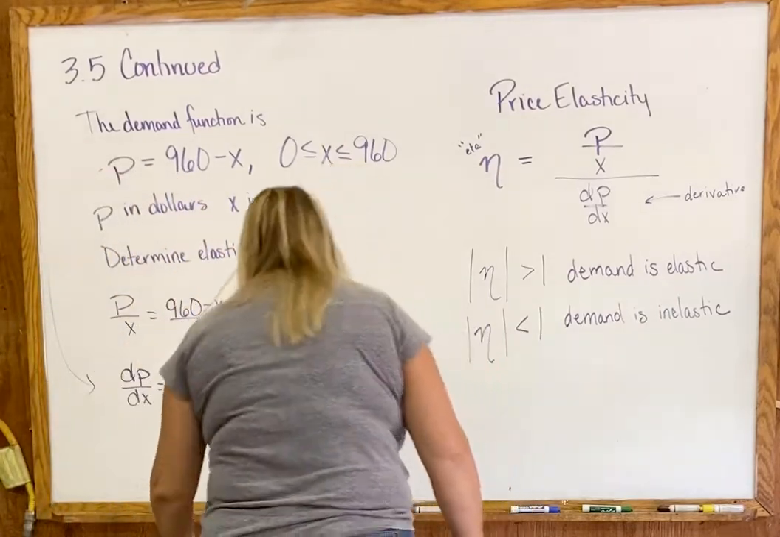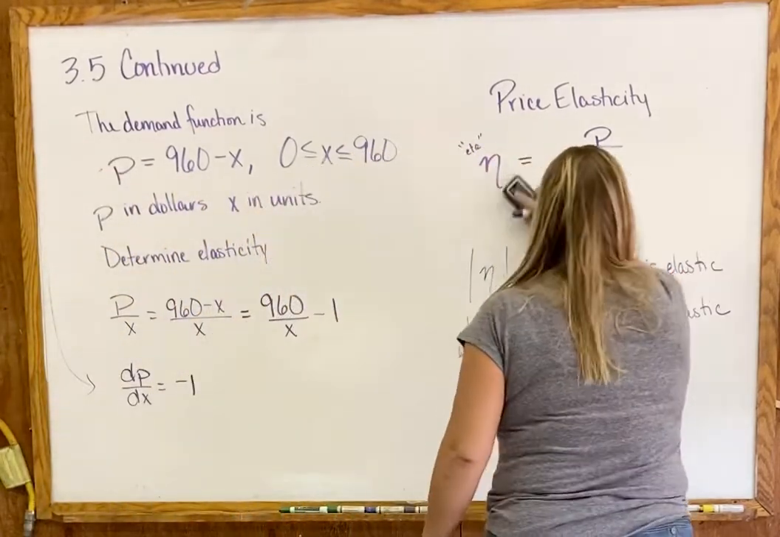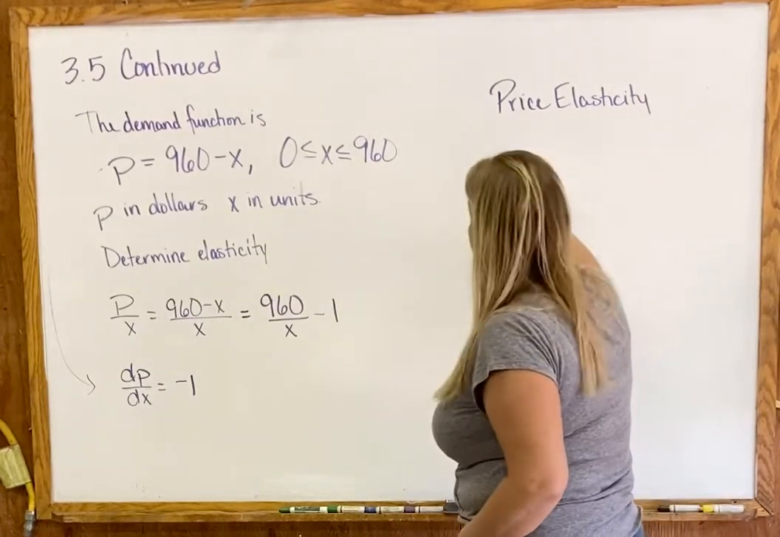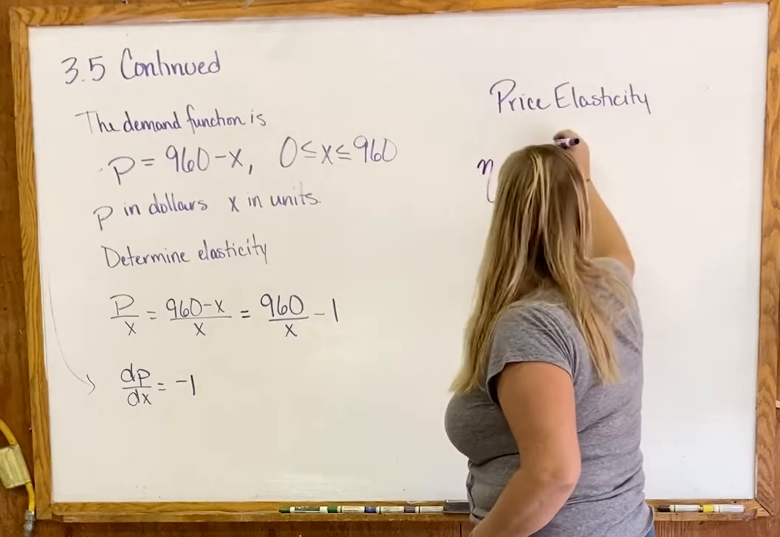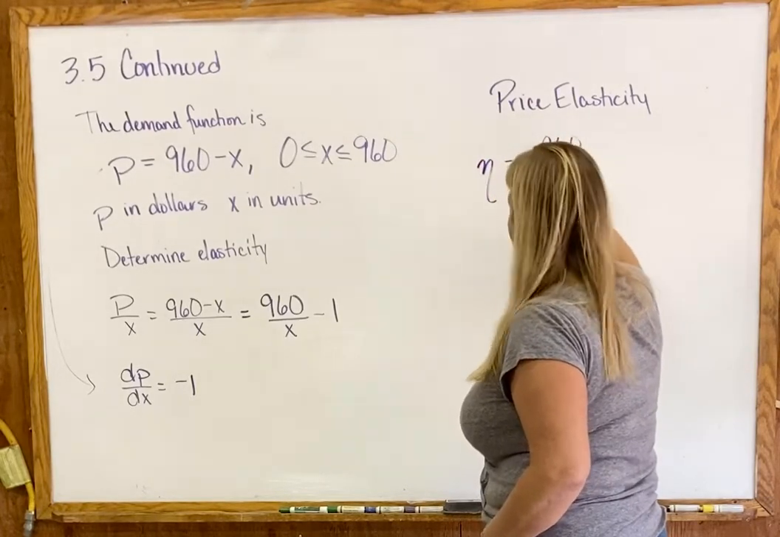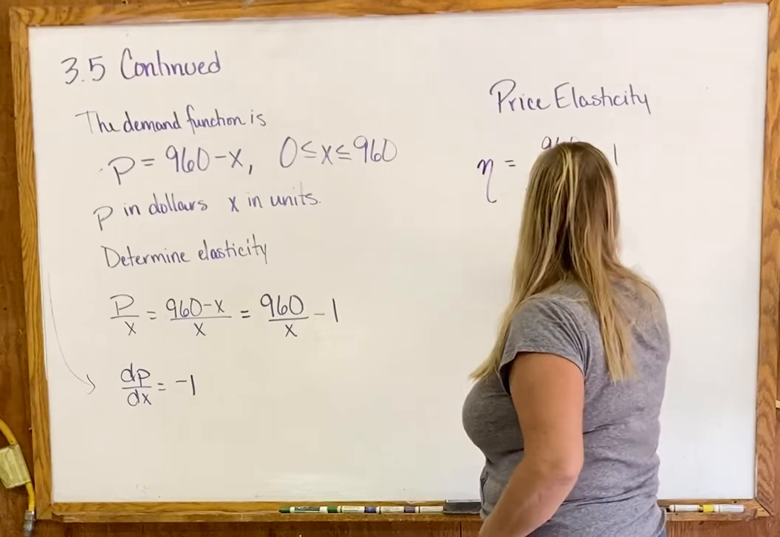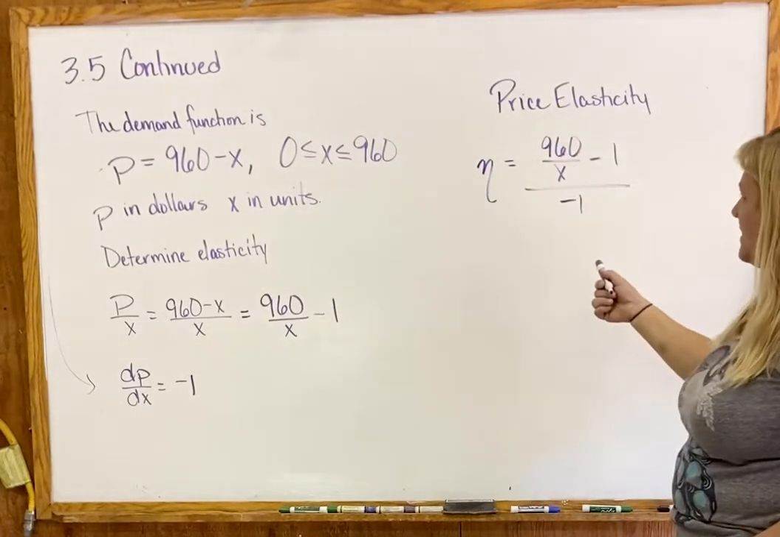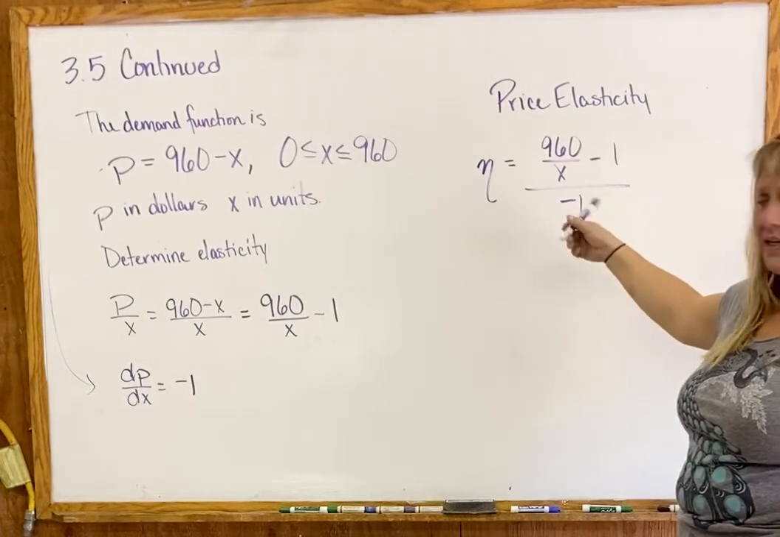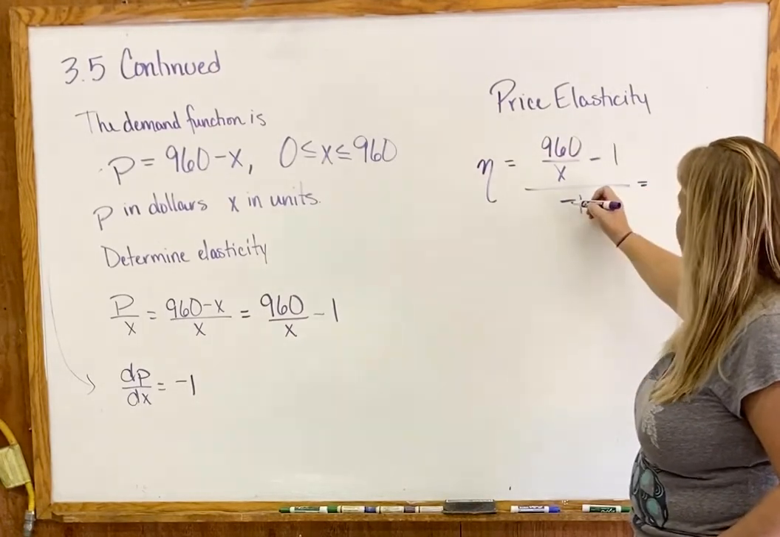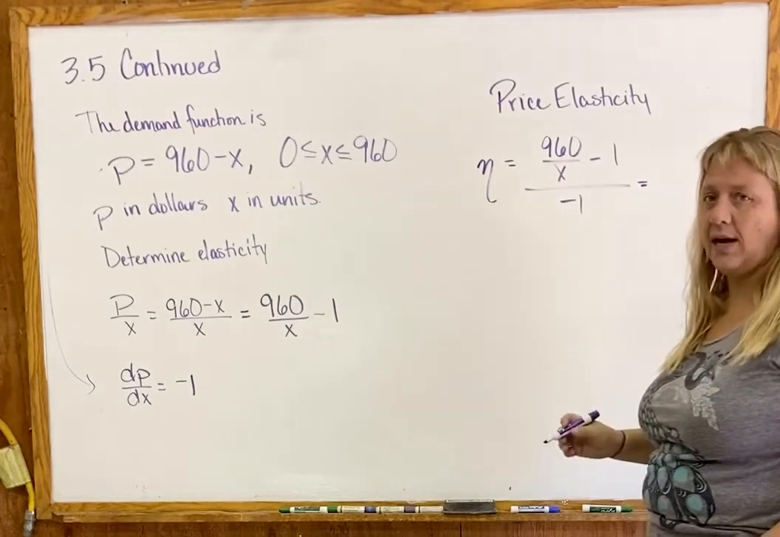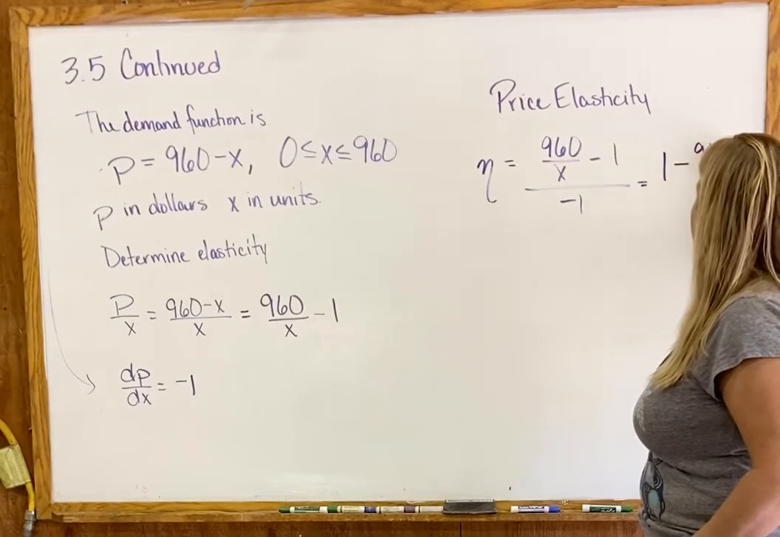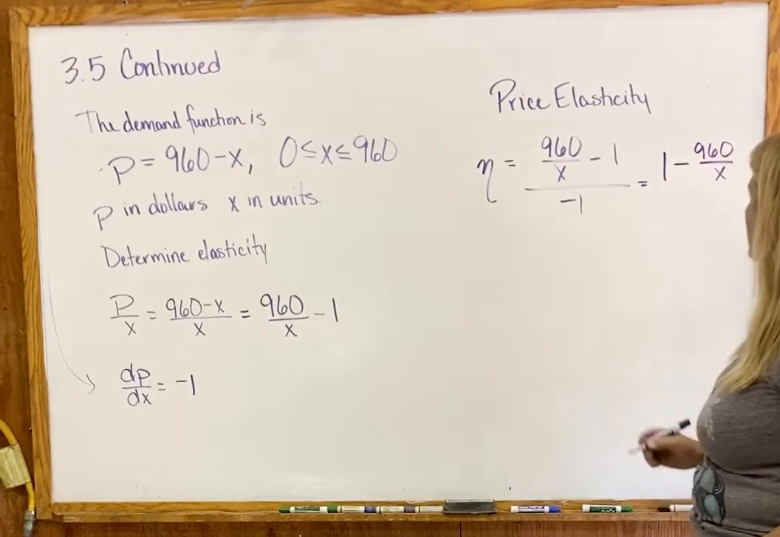So we can say eta is equal to 960 over x minus 1, all over -1. Now, let's not leave it as a complex fraction like that. Let's flip the sign. That -1 is going to flip each sign, so I could write this as 1 minus 960 over x.